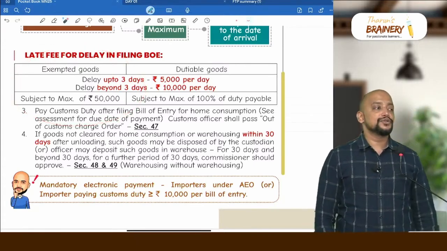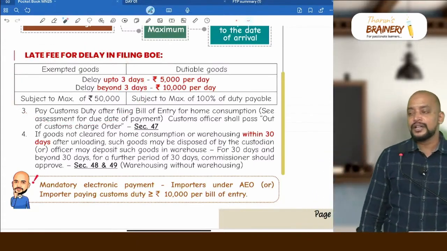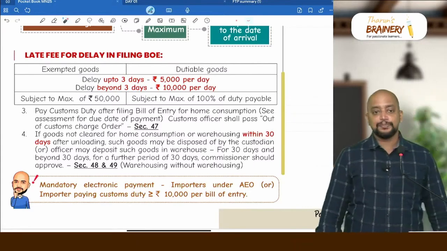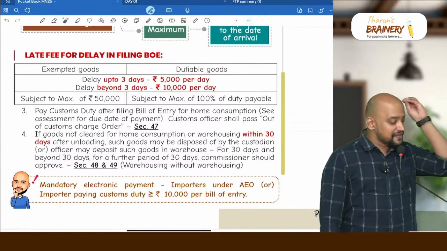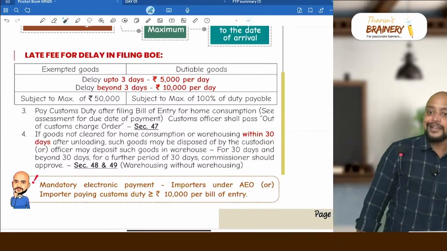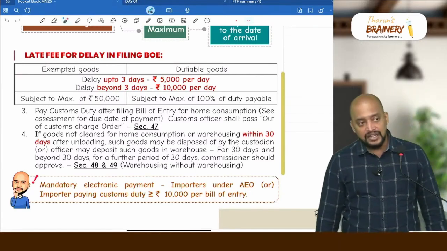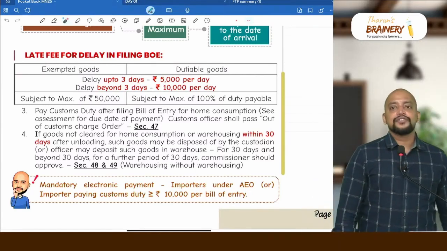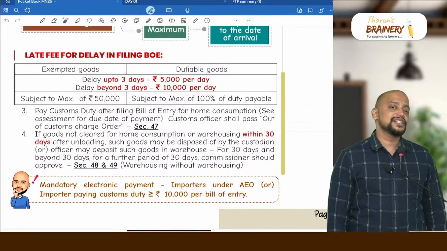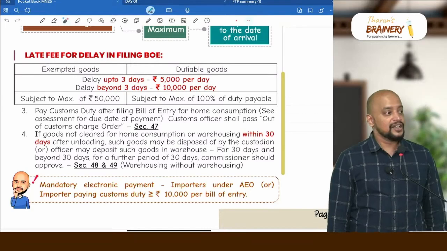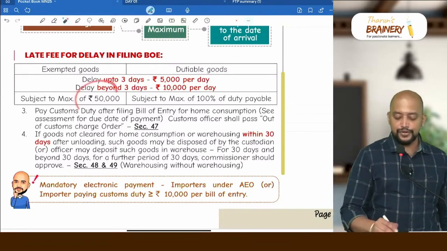But what is the maximum late fee? If it is exempted goods, up to 50,000. So if there is a delay by 30 days, but these are exempted goods. For exempted goods also bill of entry is required. Yes, for every good bill of entry is required. So if there is a delay in filing bill of entry, even 30 days, first 3 days 15,000 and thereafter remaining 27 days 2,70,000, should we pay that much? No, just 50,000 we need to pay.